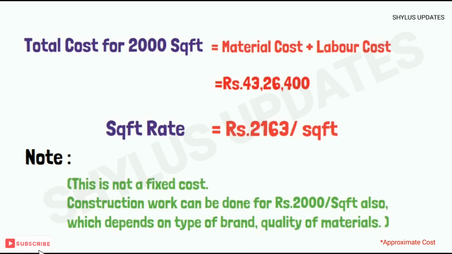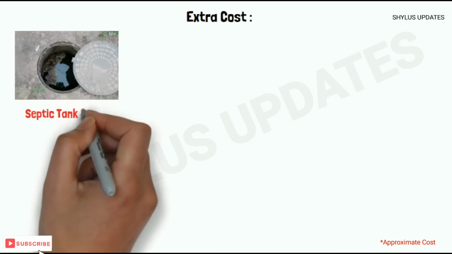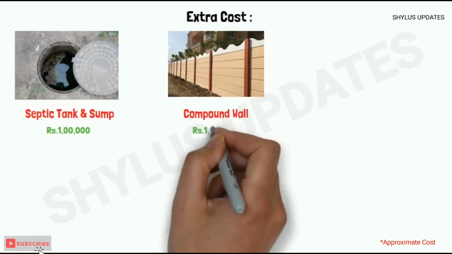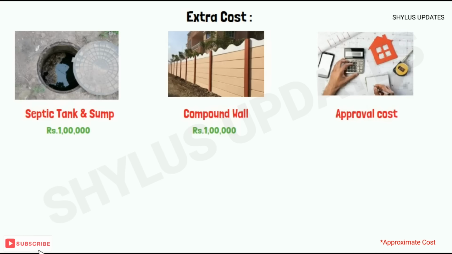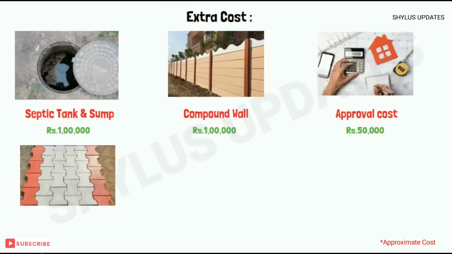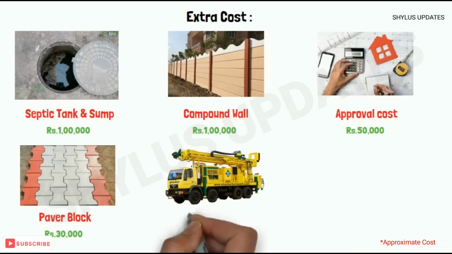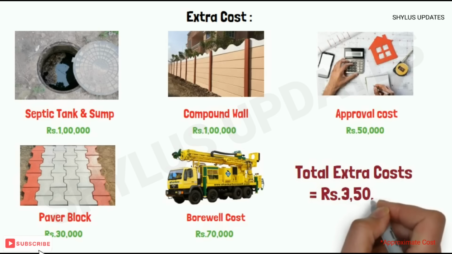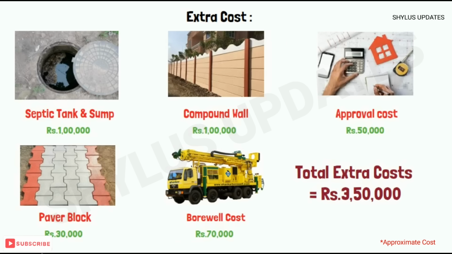Now let us see the extra cost which is mandatory. First one is septic tank and sump, rupees 1 lakh. Compound wall cost is rupees 1 lakh. Approval cost for that rupees 50,000. Paver block work, rupees 30,000. Borewell cost, rupees 70,000. When you add all these extra costs, you will get rupees 3,50,000. These extra costs can be increased or decreased.